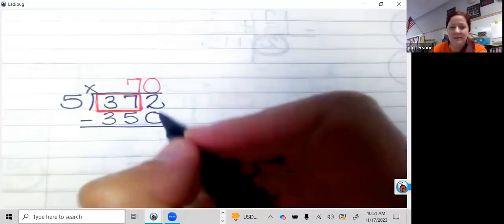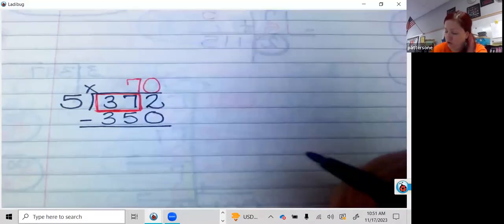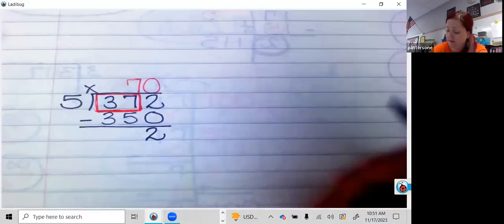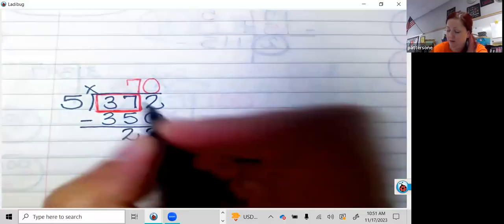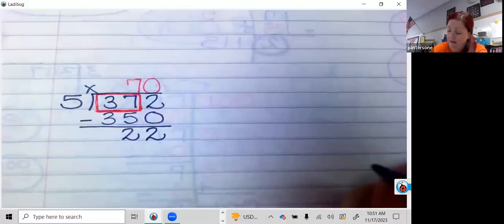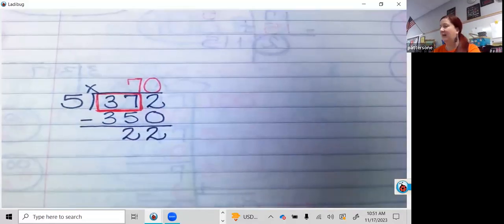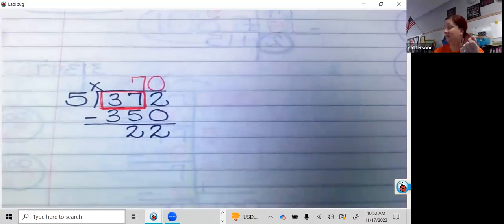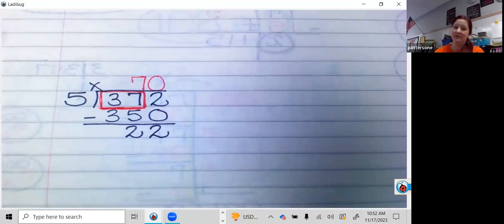2, take away 0 is 2. 7, take away 5 is 2. 3, take away 3 is 0. So now what I'm left with is 22. I'm going to use my highlighter now to go through the same steps.